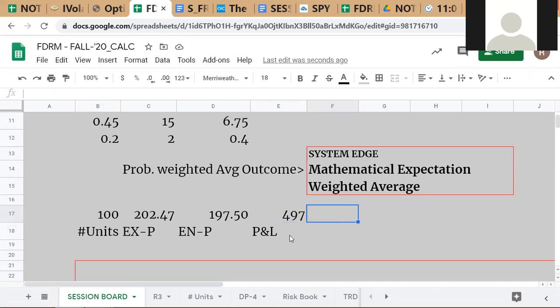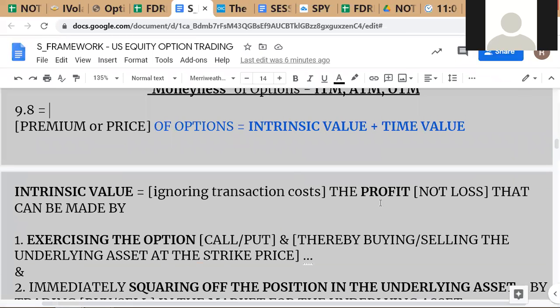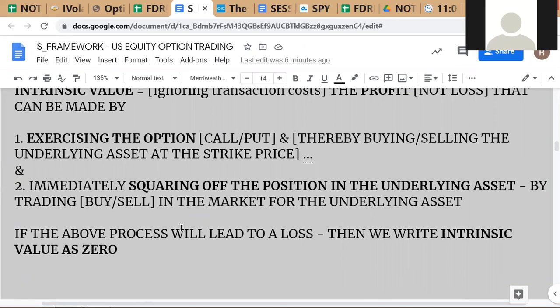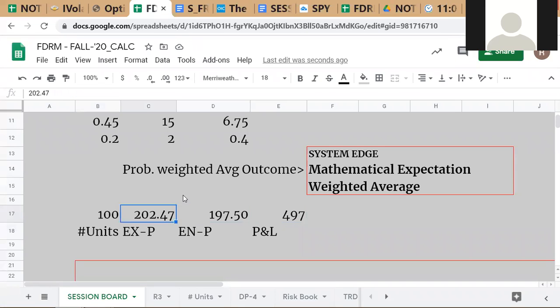Now, what is the formula we have taught you here? That IV is the profit that you can make by following these two steps. Okay, and what does it say here? If the above process will lead to a loss, then we write IV as 0. For instance, if it was a put option and it was minus 100, you have a loss. In this case, we don't say that IV is minus 497.